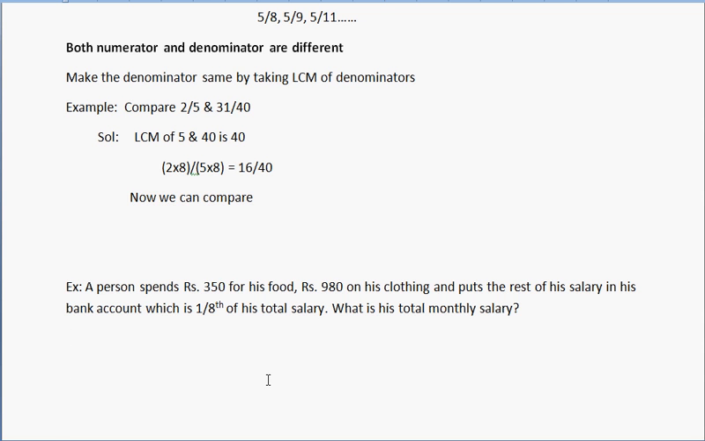Now question 1 says a person spends 350 rupees on food, 980 on clothing and puts the rest in the bank account, which is 1/8 of his total salary. Find his total salary. So I'll give you around 1 to 2 minutes to solve this question. So try and solve this question yourself and then we'll do it together.